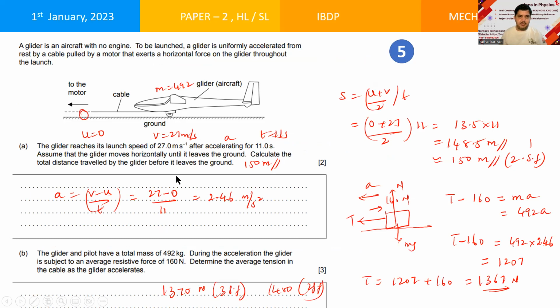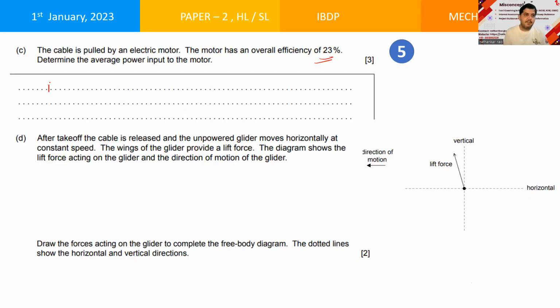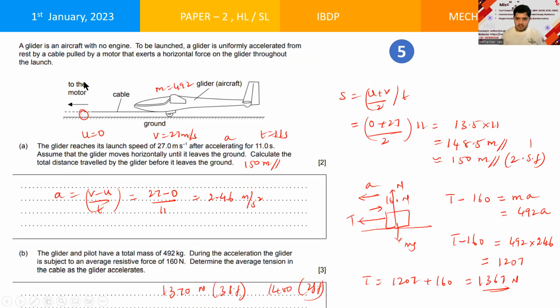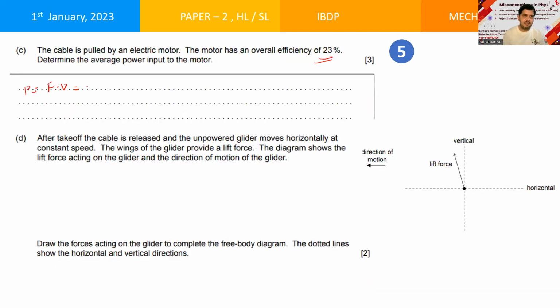27. So force multiplied by velocity is nothing but power, right? So this should now be equal to, what was the value you got? 1,367 or 1,370 multiplied by 27. 1,370 multiplied by 27. What is this now? This is your watts. Now, which power is this? Is this an input power or an output power? This is your output power.